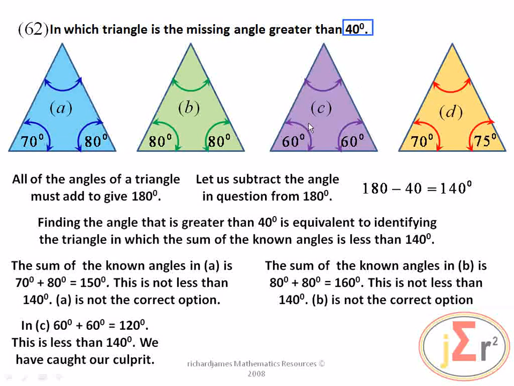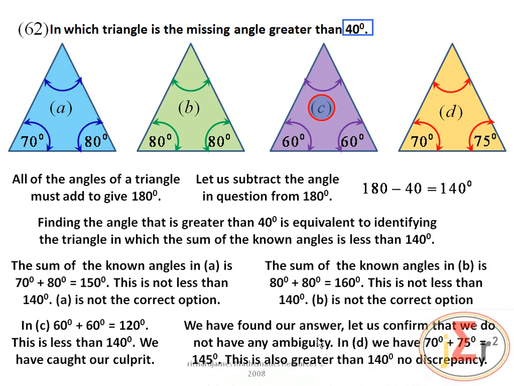This one, C, 60 degrees plus 60 degrees is equal to 120 degrees. This is less than 140 degrees, so we have found our culprit. The triangle C is our correct answer. As a matter of fact, if we take 120 from 180, we'll end up with 60 degrees, and that is greater than 40, so we are sure that the answer is correct. We have found our answer.